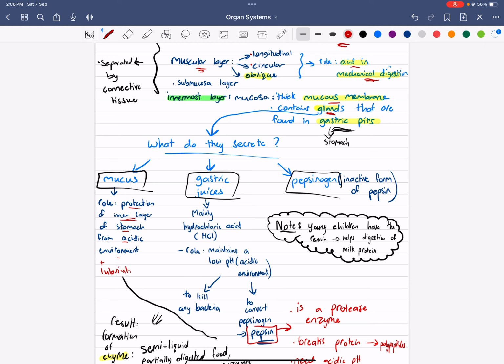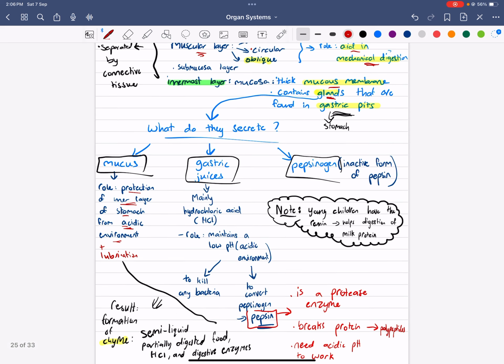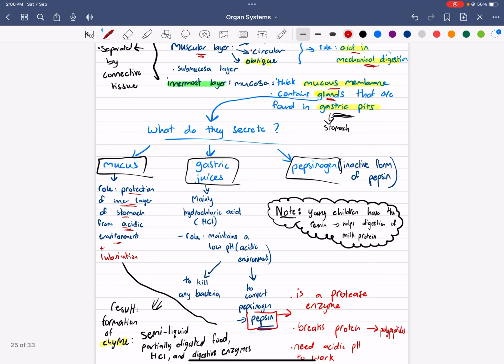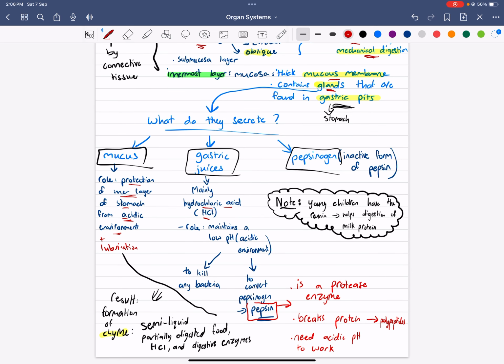So usually mucus is for lubrication, and it's also for protection from the acidic environment of the stomach. Then we have gastric juices. Now what is the main component of gastric juice? It is hydrochloric acid, which is HCl. Now HCl is a very strong acid, and an acid maintains a low pH. So its role is that it maintains a low pH, which creates the acidic environment of the stomach.